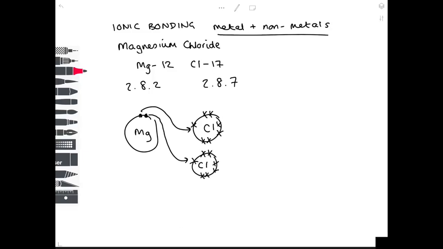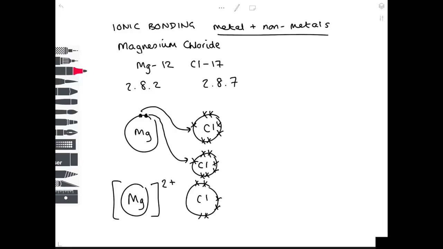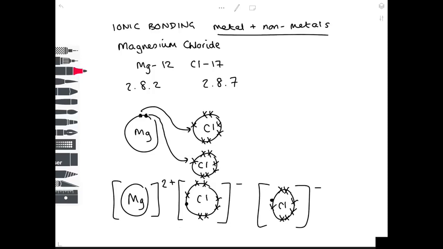In terms of your final answer, draw magnesium. It has lost 2 electrons, which is why it's 2+. Chlorine has gained an electron from magnesium, which is why it is 1-. There are 2 chlorine atoms, so that's why I draw a second one, keeping it identical to the first one that I've already drawn. And that's your final answer.